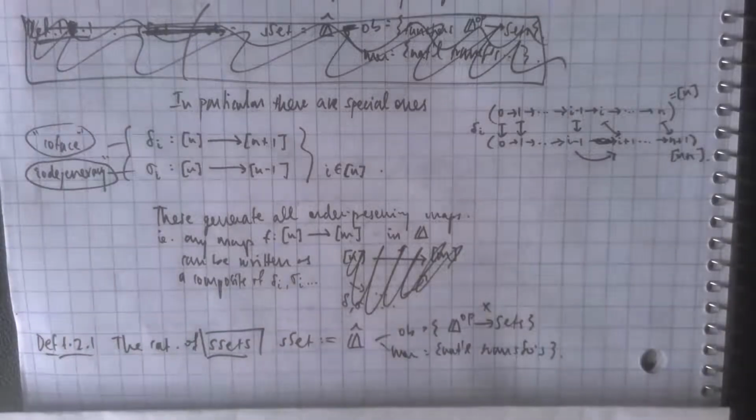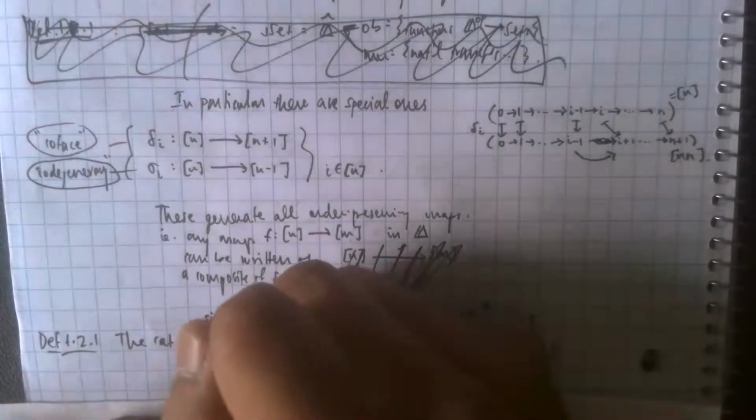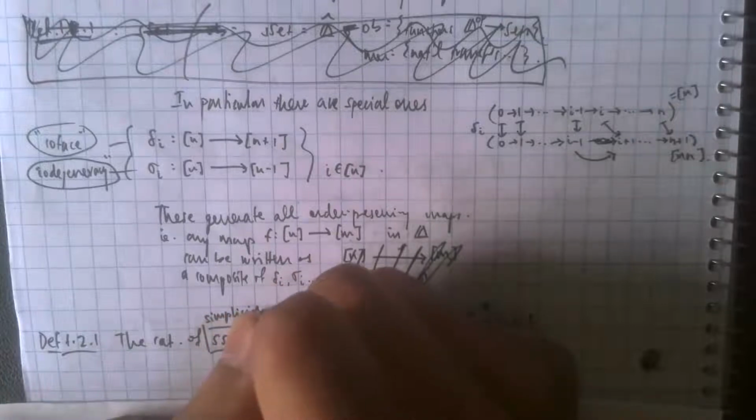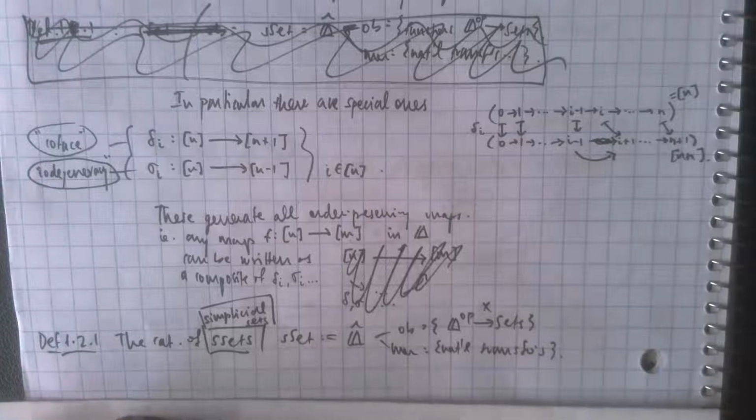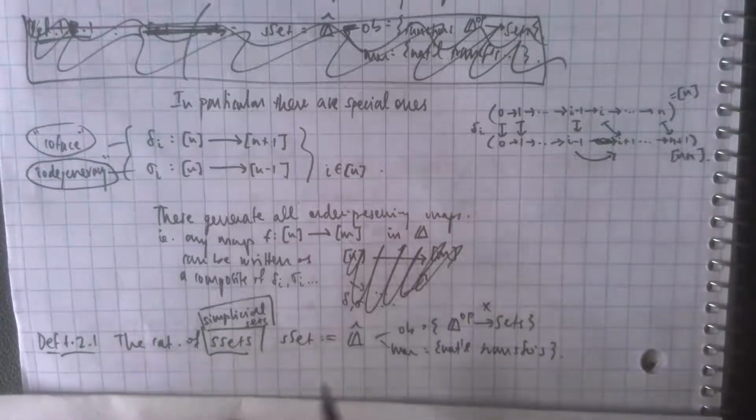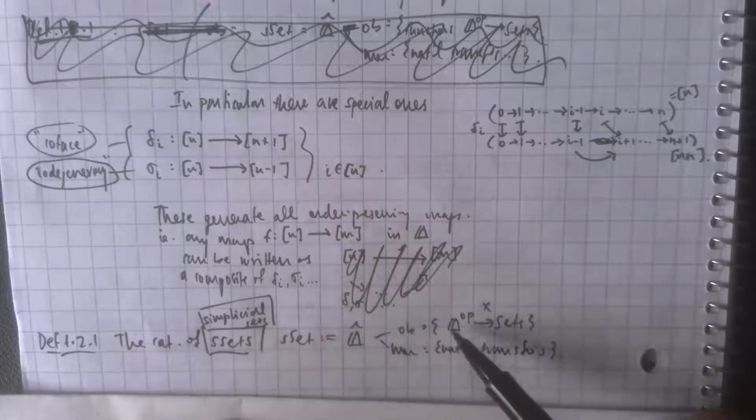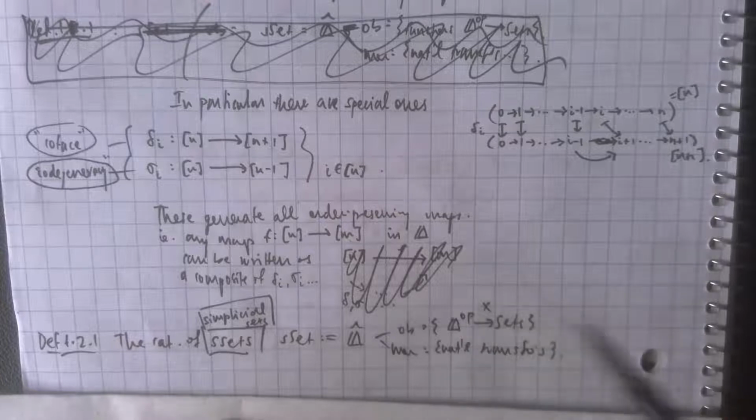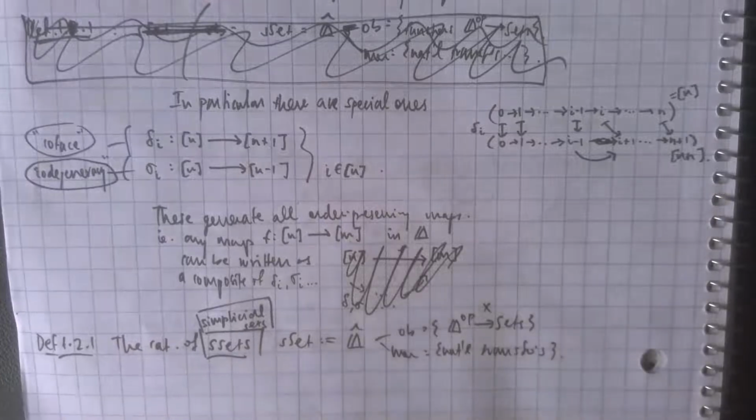Okay, so the category of simplicial sets, which sometimes I'll write as sSet, is the category of presheaves over the simplex category. So objects are functors from delta op to sets, and then morphisms are natural transformations between such things.